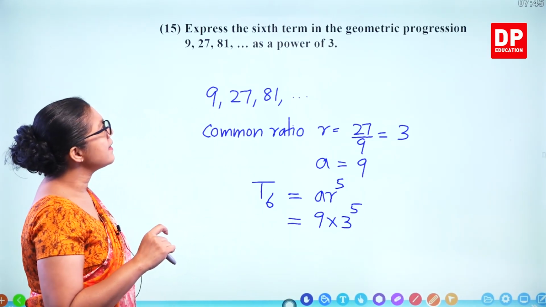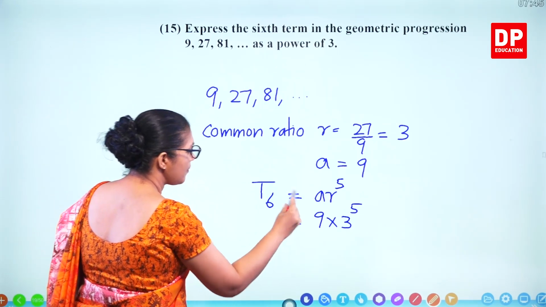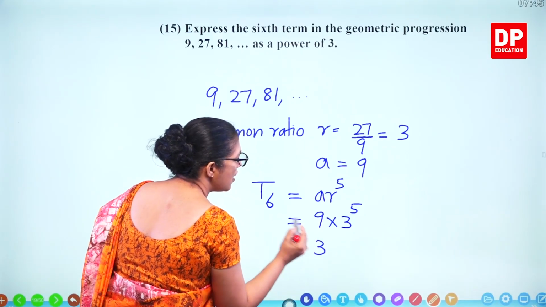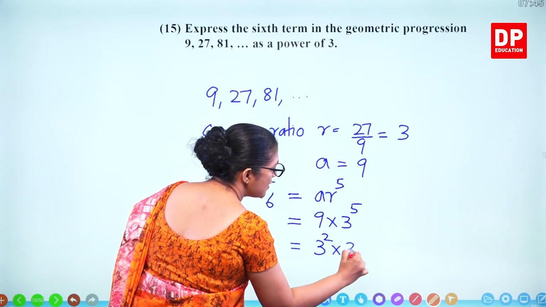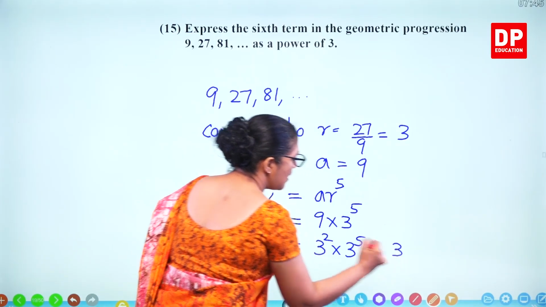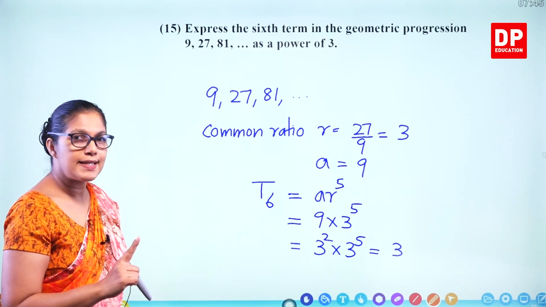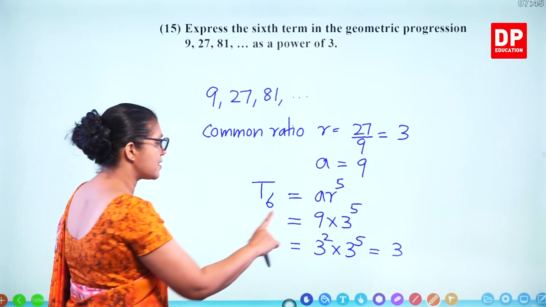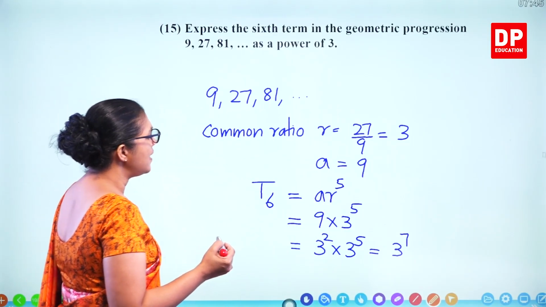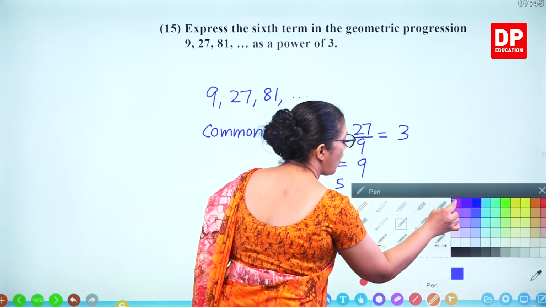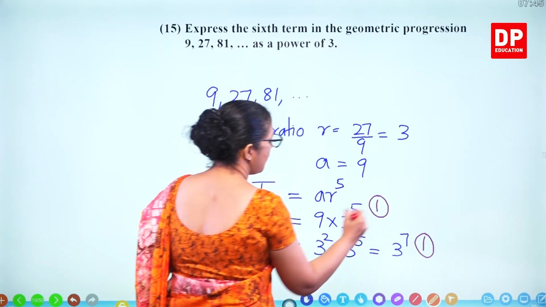Can we keep the answer like this? You can't, because it says as a power of 3. We'll convert everything to a power of 3. 9 means 3 times 3, which is 3 to the power 2. This is 3 to the power 5. When you multiply with the same base, different powers, you add the powers. 2 plus 5 becomes 7, so 3 to the power 7. 1 mark for this answer and 1 mark for this step.